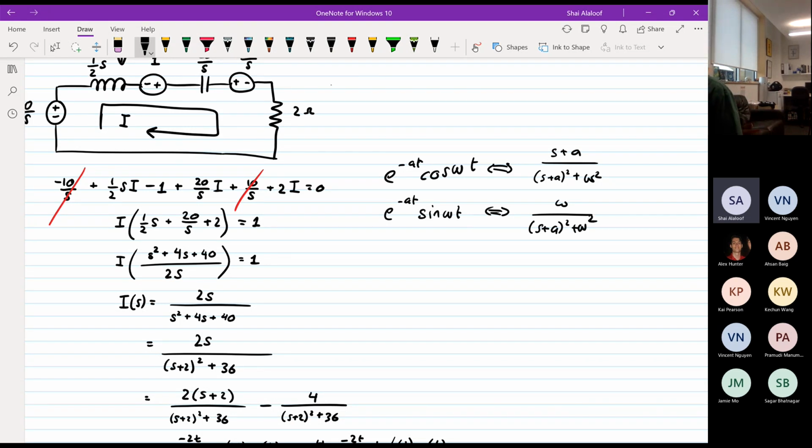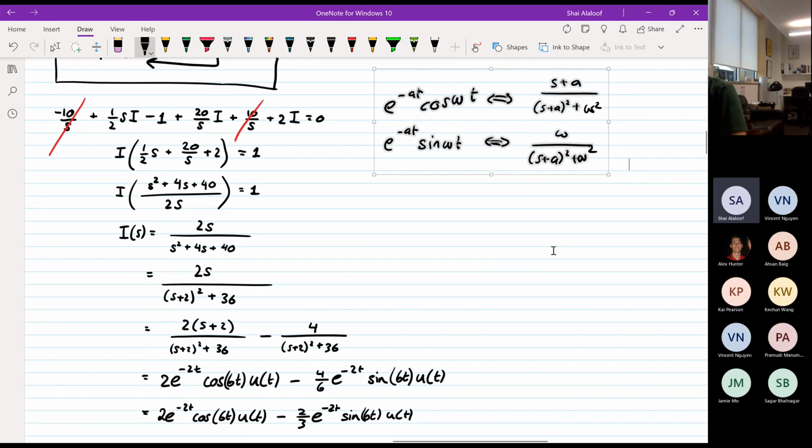Okay, so I'm just using these. You can find them if you Google Laplace transform table, just like I did, or once again they're in the textbook. So essentially, I'm going to do a little trick, which is to complete the square on the bottom, right? So s squared plus 4s plus 4 gives me s plus 2 whole squared. And then I have to subtract 4. So that's why you've got 40 minus 4, which is 36.